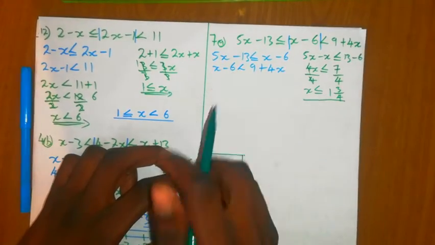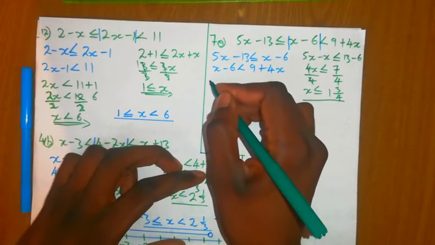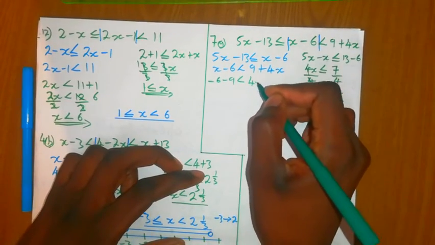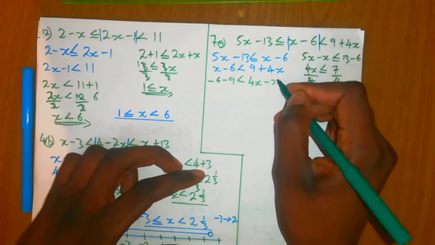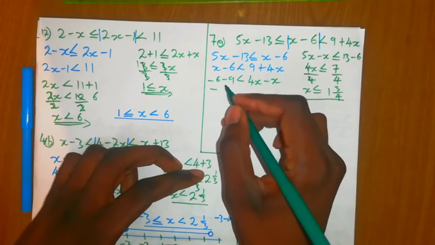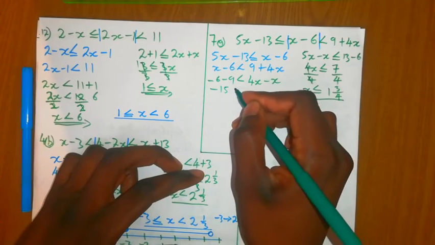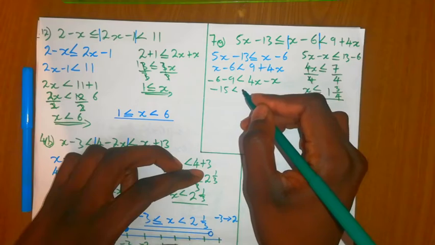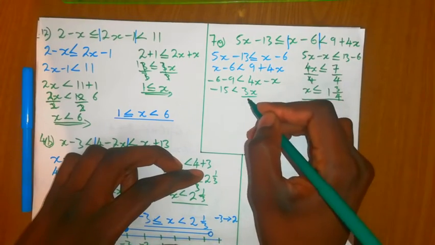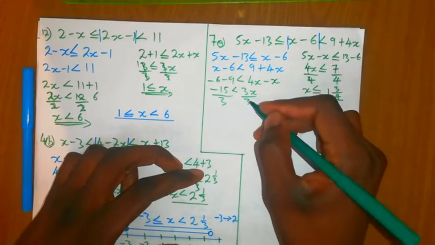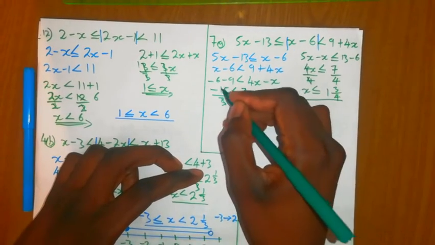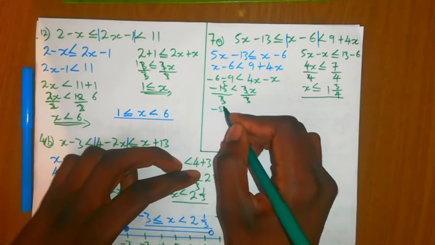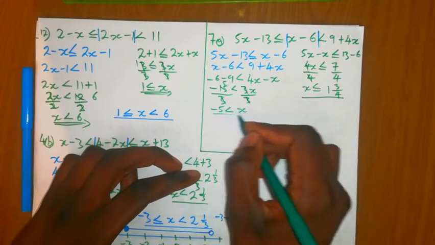Then I'm going to go to that other inequality. I'm collecting my like terms. I'm going to have -6, -9 is less than 4x minus x. It's now -15 is less than 4x minus x. That's a 3x there. I'll divide both sides by 3. That's a 5 there. It's now -5 is less than x there.